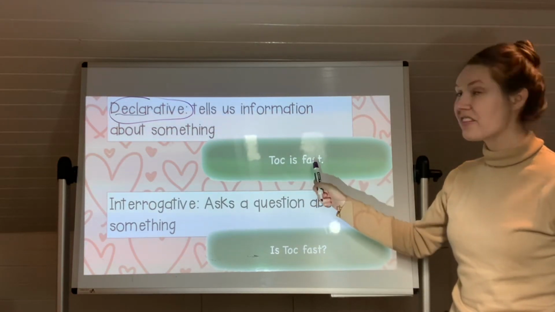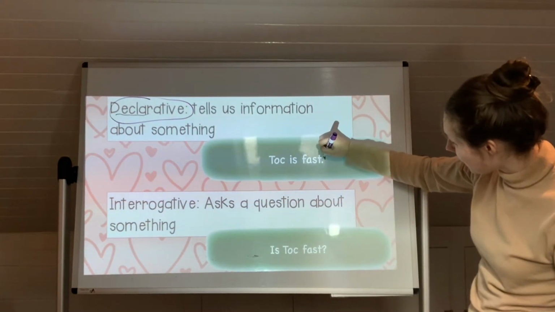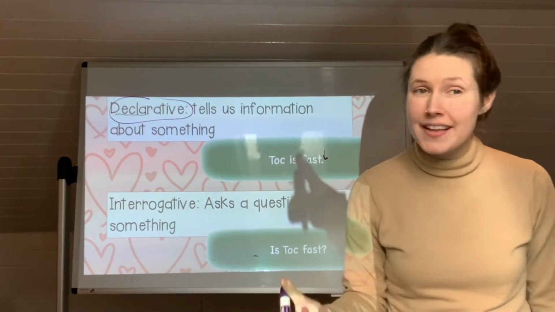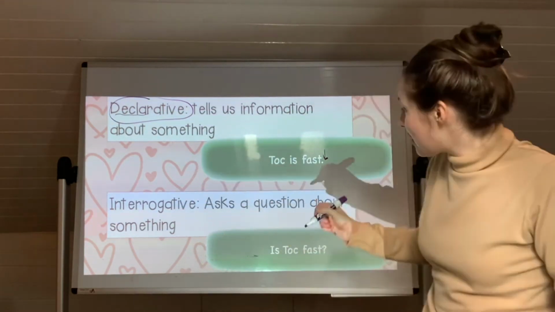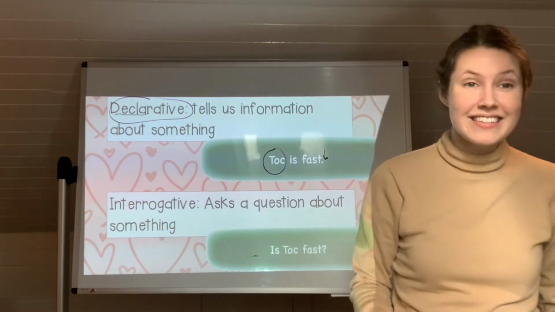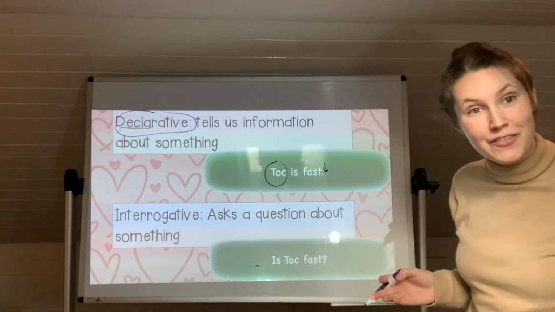Tad is fast. Tad is fast. This sentence has a period at the end, and it told us some information. What did it tell us? It told us some information about Tad. It told us that he's fast. So that sentence is called declarative. It told us some information.